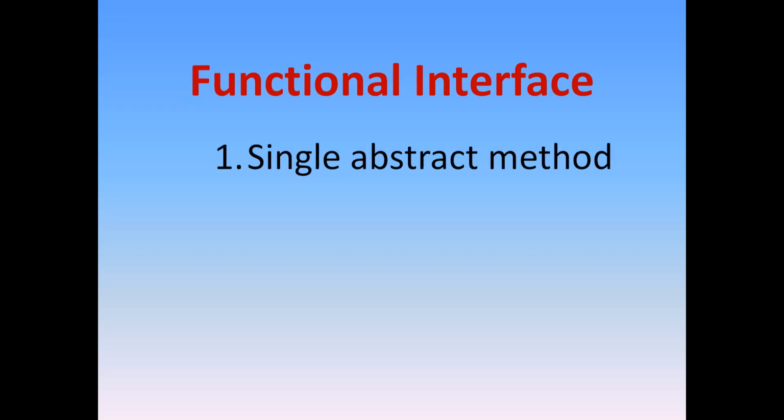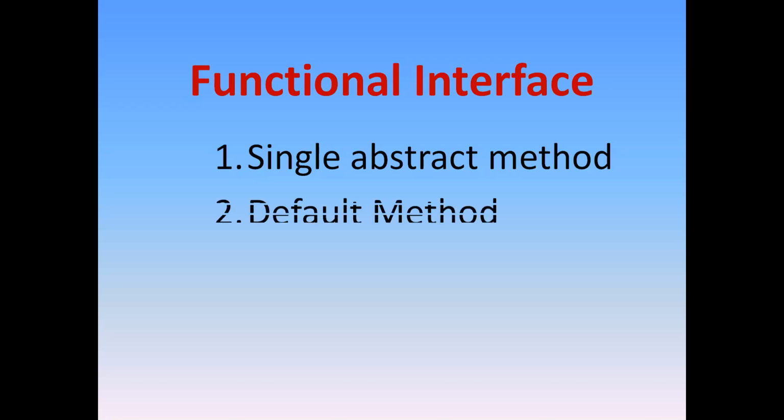Okay, there are three major points in a functional interface. The first thing: a functional interface holds only one single abstract method. You cannot have multiple abstract methods. If you have multiple abstract methods, that cannot be a functional interface.